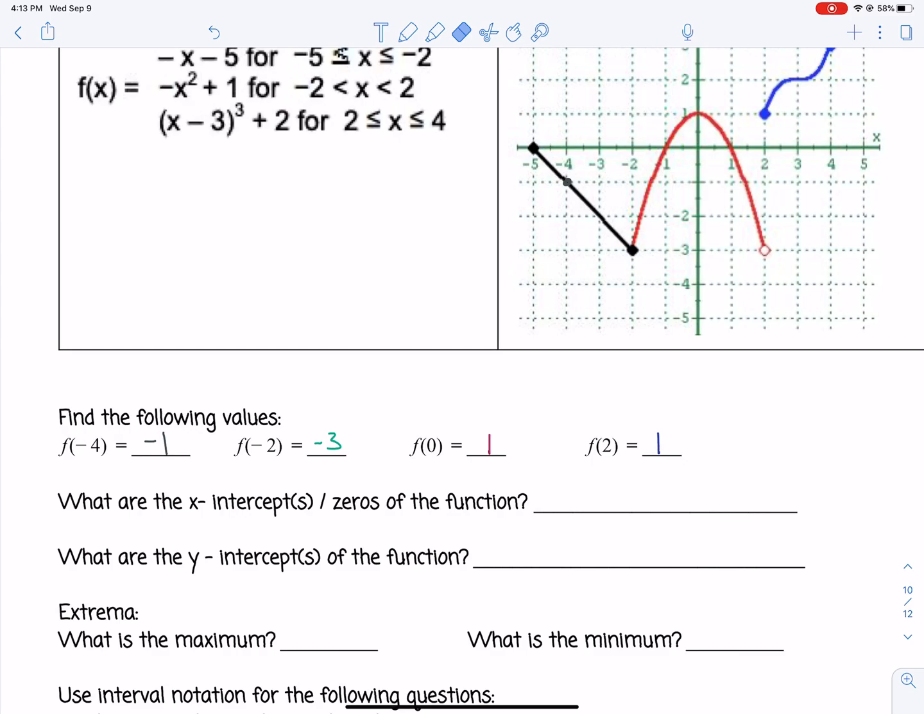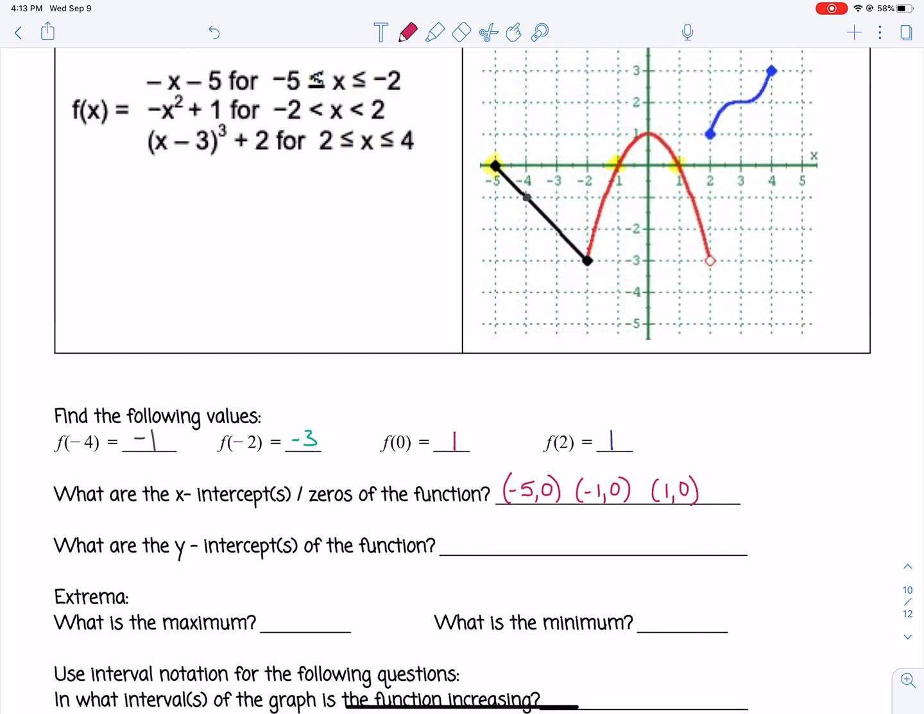What are the x-intercepts or zeros of the function? For x-intercepts, I'm going to use my highlighter. I've got one at -5, -1, +1, and that looks like all of my x-intercepts. So let's write those down. I have one at (-5, 0), one at (-1, 0), and one at (1, 0). Let's write those as ordered pairs.